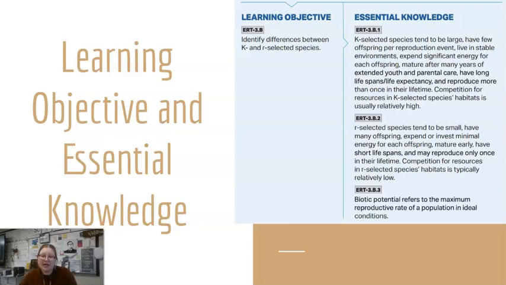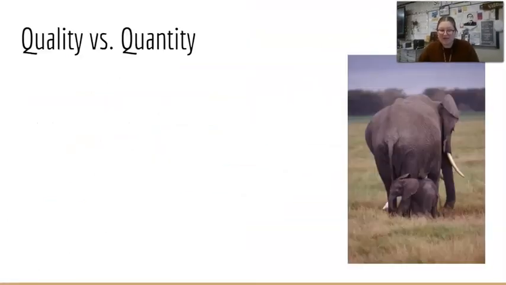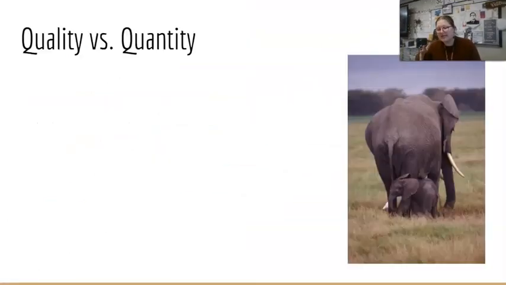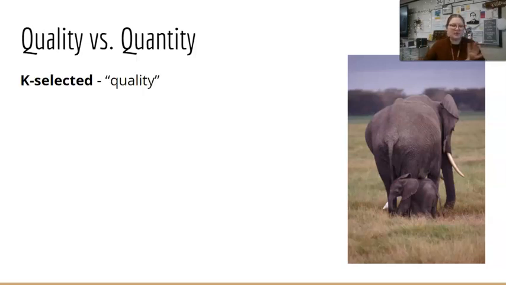You can pause to read this. I'm not going to read them all word for word, but these are the essential knowledge pieces that College Board wants you to know. When we talk about K-selected and R-selected species, we're talking about reproduction methods or priorities. One way to differentiate is quality versus quantity, which is a weird way to talk about offspring, but that's how it works for this.